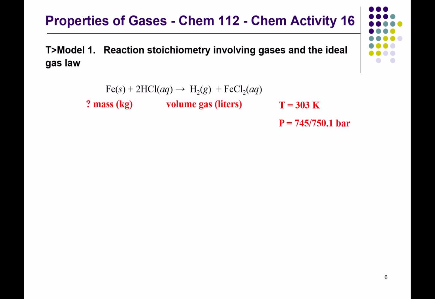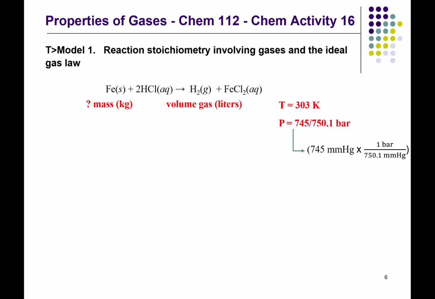So a word of caution: anytime you're using the ideal gas law equation and the ideal gas law constant, you need to convert the temperature to Kelvin. The pressure must also be in bar, given that the original pressure was given in millimeters of mercury. I'm doing this conversion. Now, just to unpack that a bit, this is 745 millimeters of mercury multiplied by the conversion factor 1 bar per 750.1 millimeters of mercury.